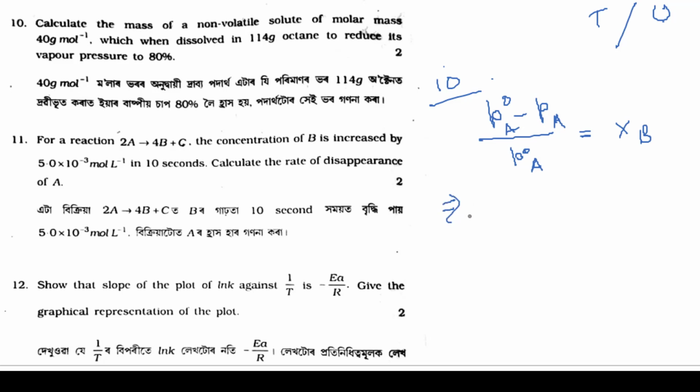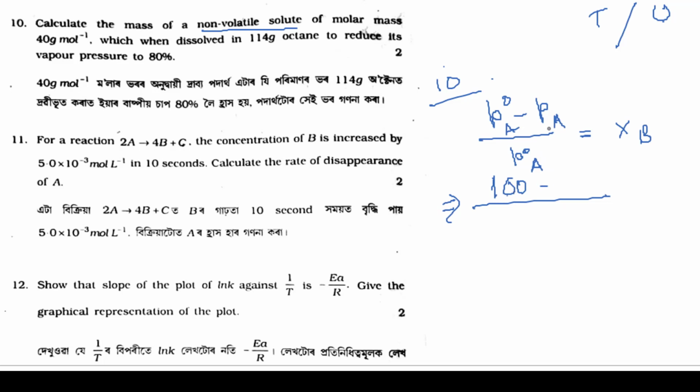So now one by one. Here in pure state this is 100%. When we have not added any non volatile solute, the pressure of the solution is 100%, that means 100. Again I am repeating, this is the pressure in pure state, 100, because in this condition we are not adding any non volatile solute.